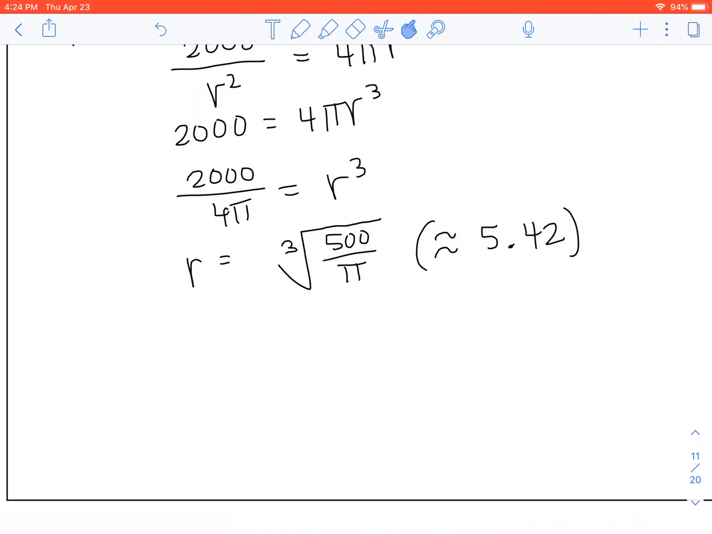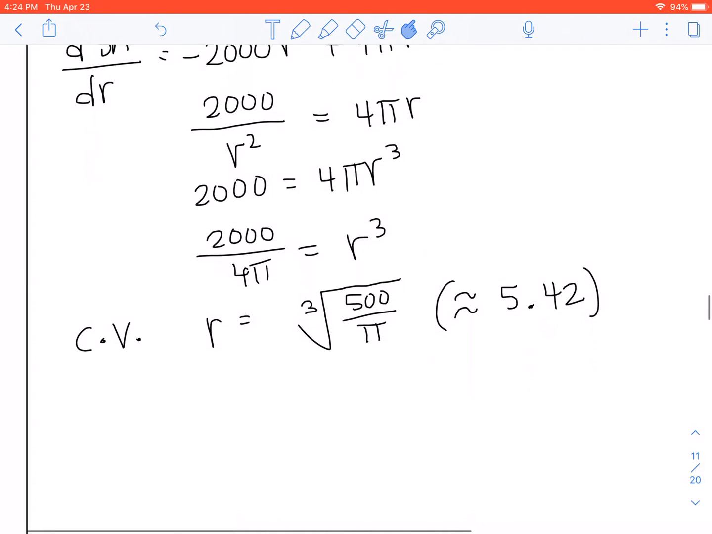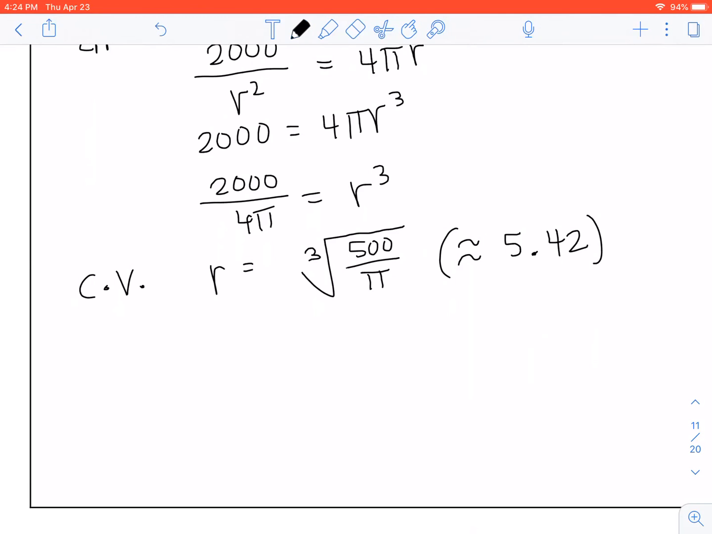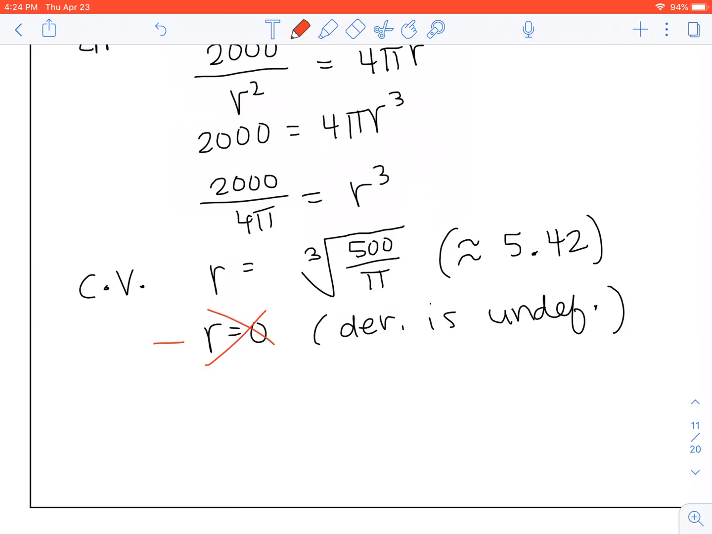And so we have to verify that this, which is our critical value, is actually where we have a minimum. One of the other places that we could have a minimum is where the denominator would be equal to 0 for our derivative, which would be when r is equal to 0. And this is where the derivative is undefined. To make a can with radius 0 makes no sense. So I'm going to go ahead and cross that off and say not practical. A can with radius 0 just does not make sense.